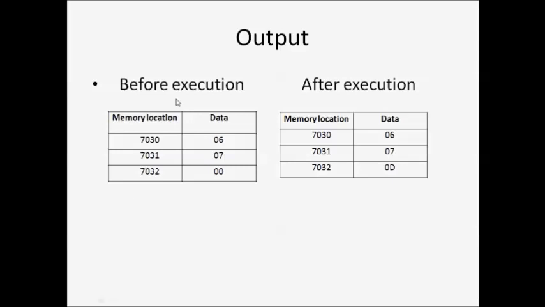Next is the output. Before execution, 7030 contains 06, the second data is 07, and before execution 7032 has 00, but after execution 7032 contains 0D, and this is our output. So we completed addition between two 8-bit numbers.